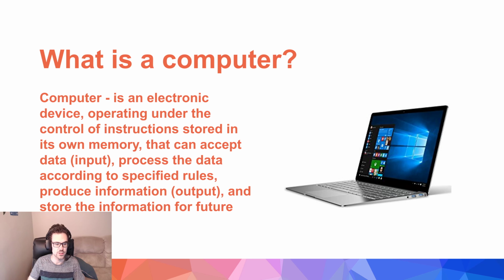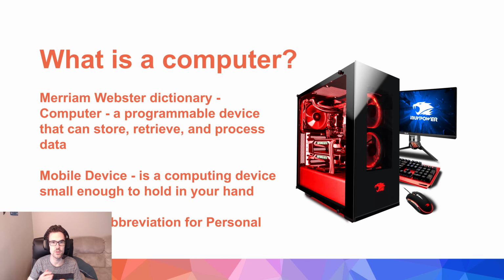And this is my favorite definition, so I use it constantly when I'm talking to someone about computers. I think a computer is this: a programmable device that can store, retrieve, and process data. It's the simplest, easiest definition to remember, from Merriam-Webster Dictionary. And then a mobile device, I would say, is a computing device small enough to hold in your hand. We abbreviate the term computer as PC. If it's for someone personally, we say personal computer, and that's what the acronym PC stands for.